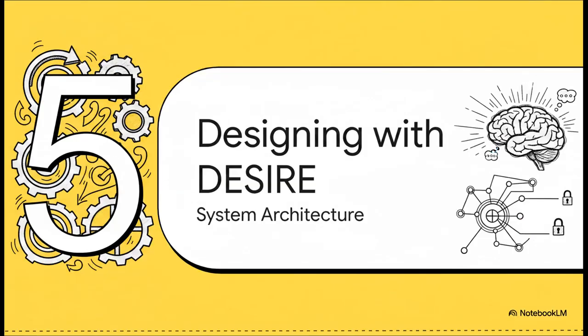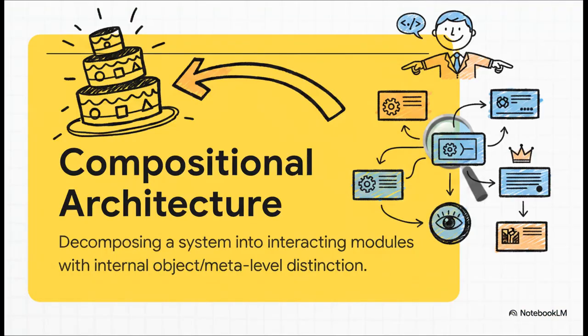Section 5. Designing with Desire. CADS wasn't the only game in town, though. The Desire framework essentially tosses out that strict 3-layer cake of CADS and uses what's called a compositional architecture. This just means breaking the system down into interacting modules.